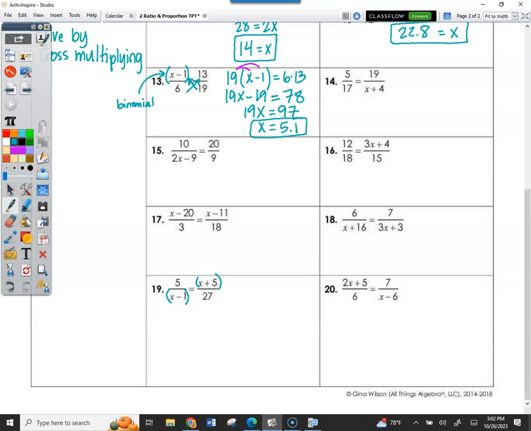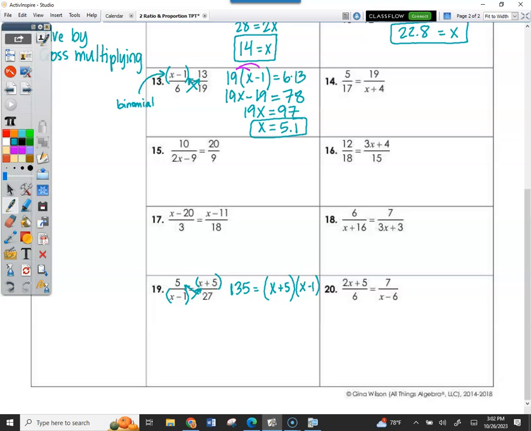When I cross multiply this, this goes over here and this goes over there. So this is a little different. We've got 5 times 27 is 135. Then we've got x plus 5 times x minus 1. Does that look familiar from Algebra 1? Multiplying that out. You have to use the distributive property. You can do the box method.